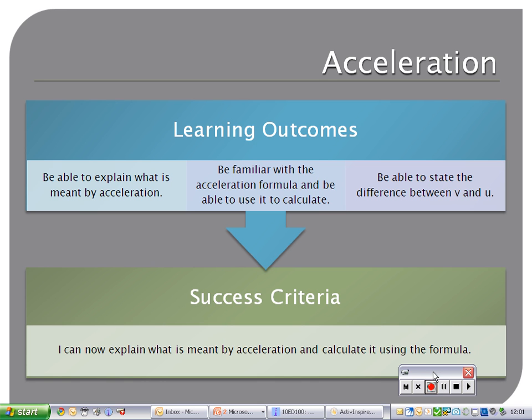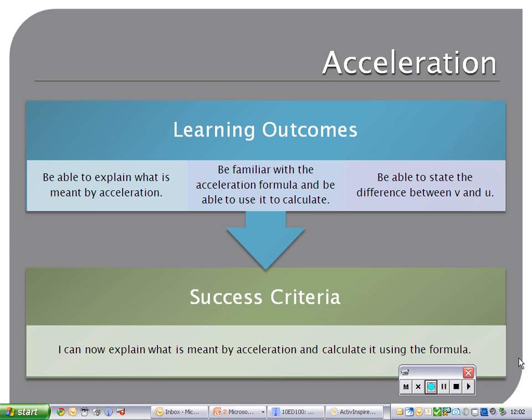Okay, so today we're going to move on to acceleration. We've already done different types of speed. We've talked about average speed, we've talked about instantaneous speed. The actual calculation of speed has not been difficult because we know the formula from telecoms, so we should remember that distance is speed times time, speed is distance over time.